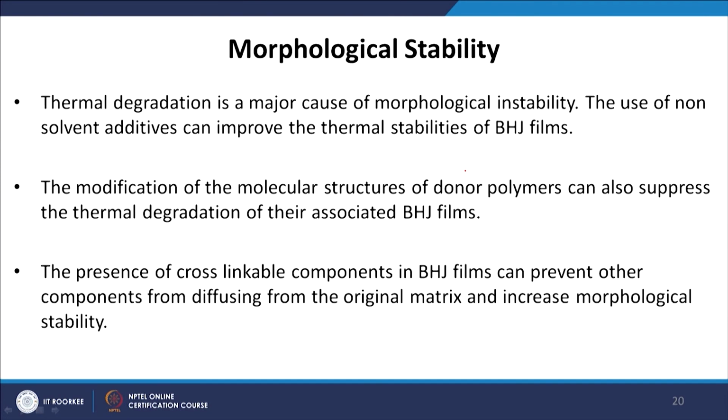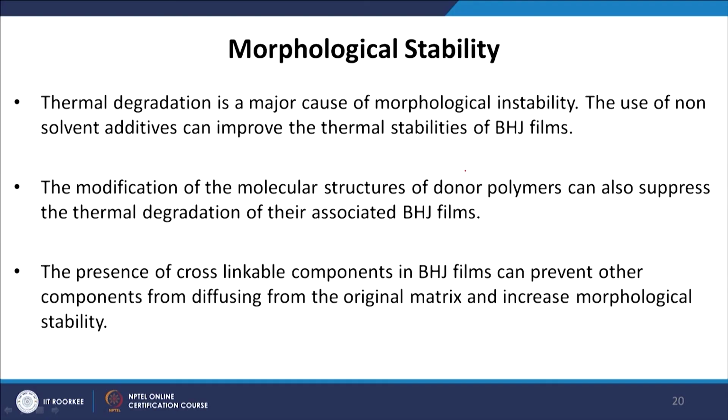Thermal degradation is a major source of morphological instability. The use of non-solvent additives can improve the thermal stability of the BHJ films. Now, if we have temperature variations from the winter to the summer, or even in the summer, like from 30 degrees to 50 degrees Celsius, because of this temperature variation, some of the organic materials are not very stable. So, to prevent that, we use some kind of solvent additive like tertiary butyl pyridine or any kind of solvent additives.